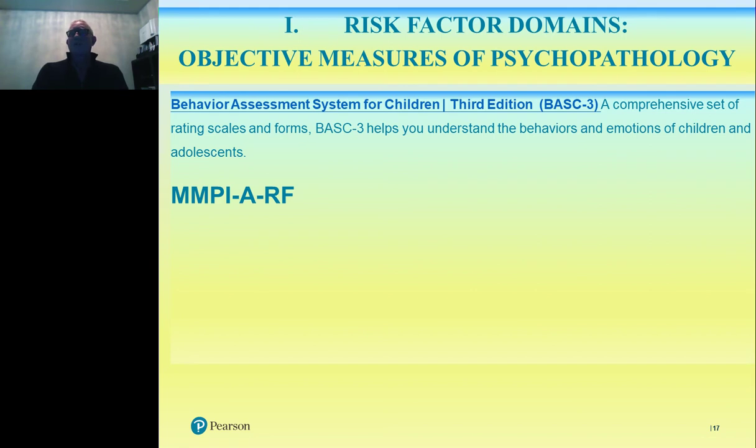So the MMPI-A-RF is based on the original MMPI, which was converted to an adolescent version as the MMPI-A, and most recently has been re-released as the MMPI restructured format. It's a test of personality and psychopathology that has been around for quite some time.